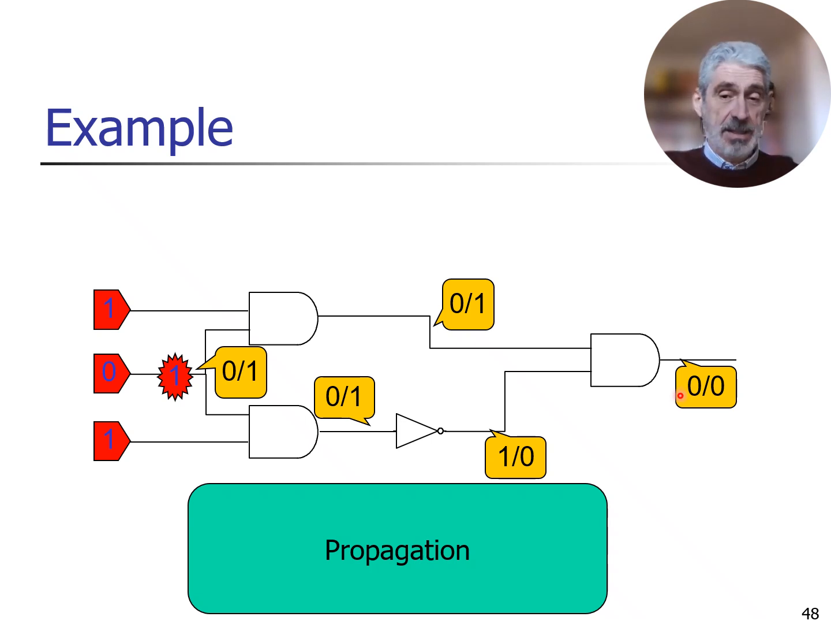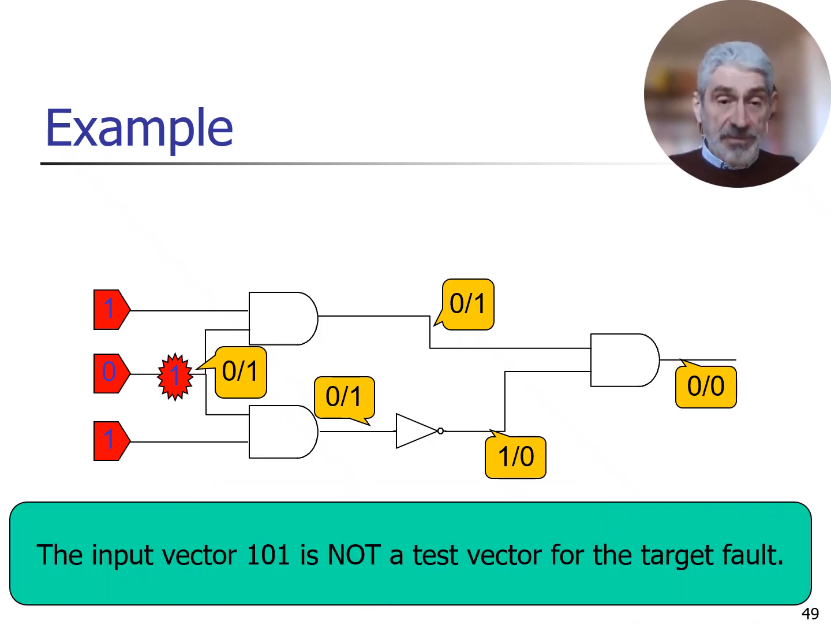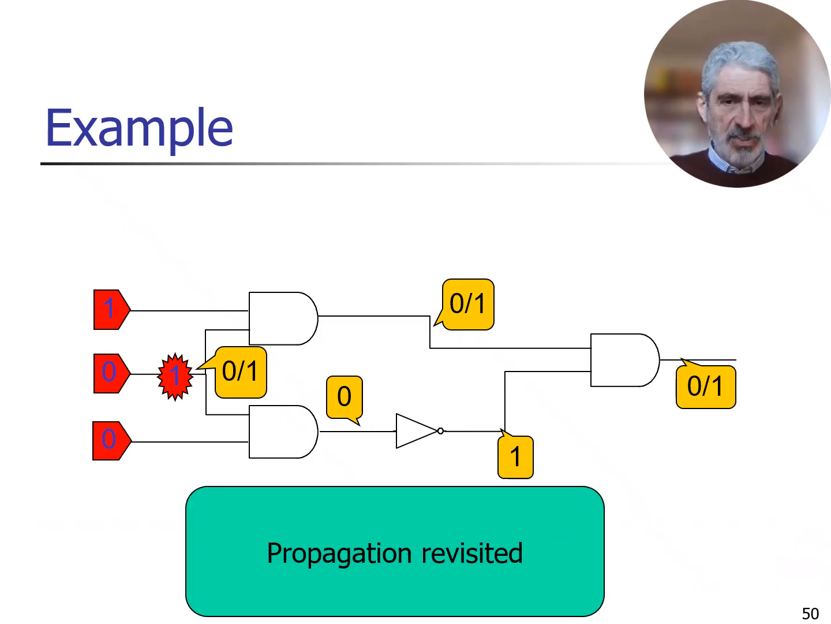This is called masking. The fault effects do propagate through different paths, but the number of inversions on the different paths is different, 0 on the upper path, 1 on the lower path, and the result is that the fault effects mask each other in this case. The final result is that the input vector 1, 0, 1 is not a test vector, because no error, no failure is generated on the single output of this circuit.